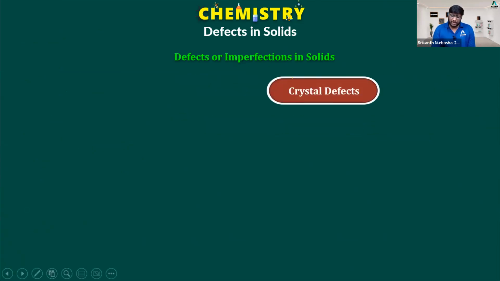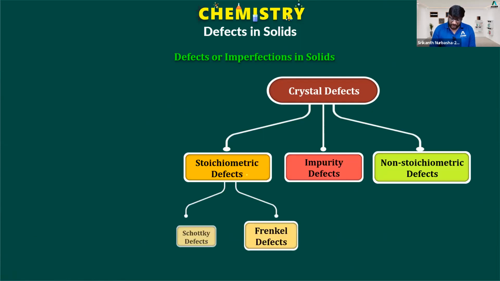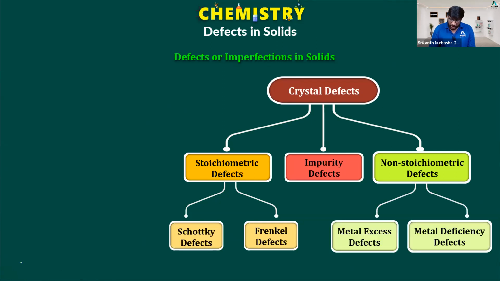Defects or imperfections in solids. Although we have said line defects, we don't study line defects. We restrict ourselves to point defects, that is stoichiometric defects, impurity defects, and non-stoichiometric defects. Stoichiometric defects are again Schottky defect and Frenkel defect. Non-stoichiometric defects are metal excess defects and metal deficiency defects. So crystal defects can be point defects, plane defects, or line defects, but we are studying only point defects.